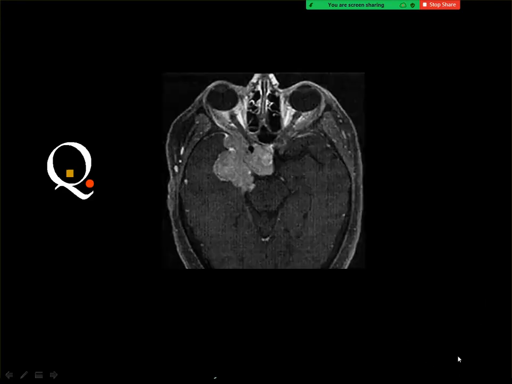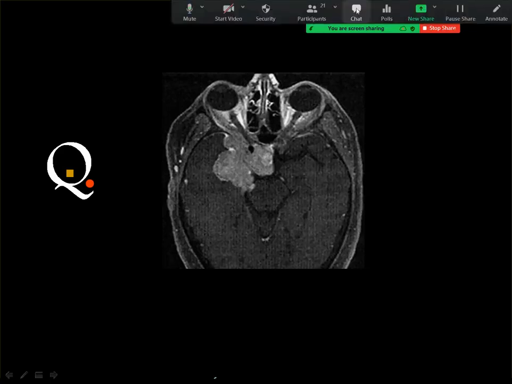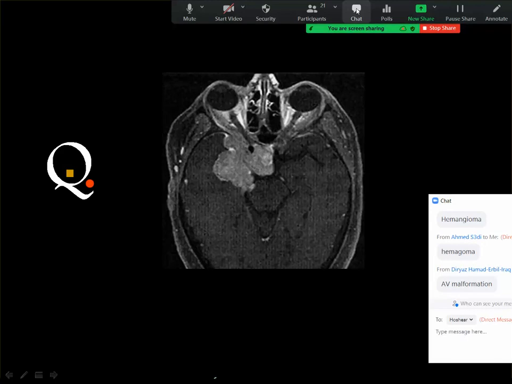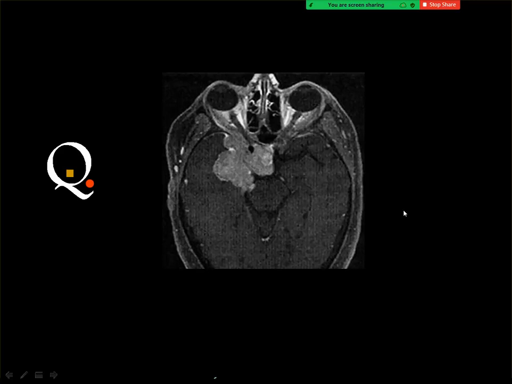Then this patient with this lesion that is homogeneously enhanced, located at the orbital apex in the suprasellar and the parasellar area. Meningioma, yes, the answer is right. Meningioma is the lesion in a classic location, homogeneous enhancement and the dural base with extension into the orbit as well as into the sella.